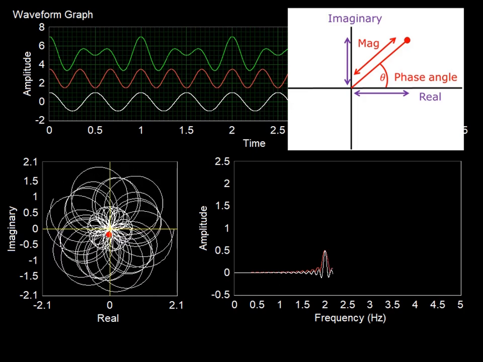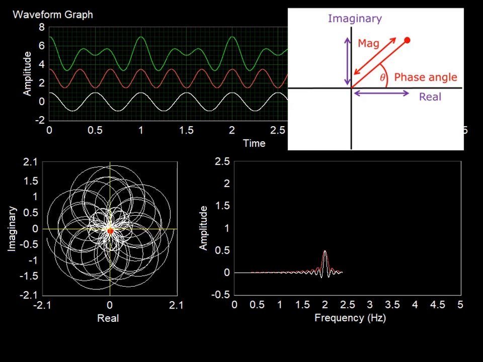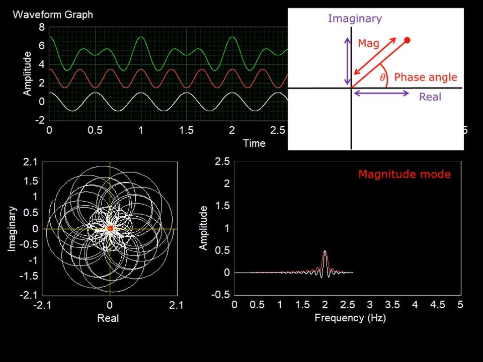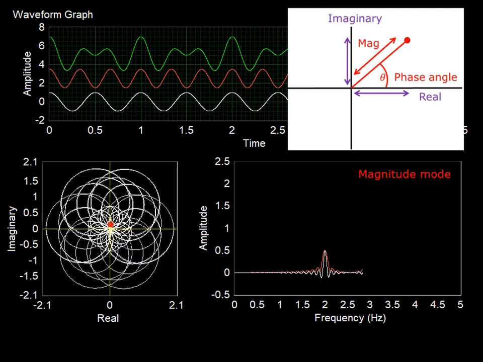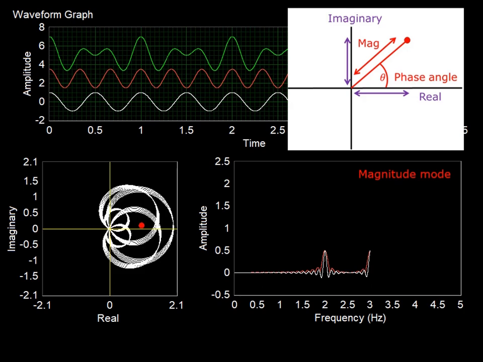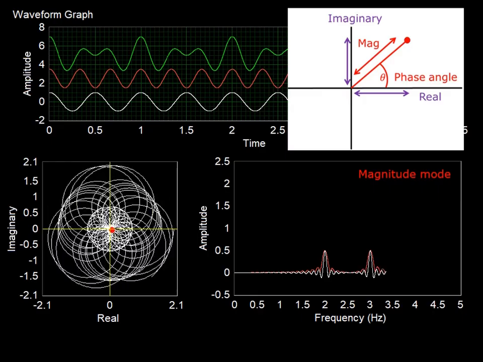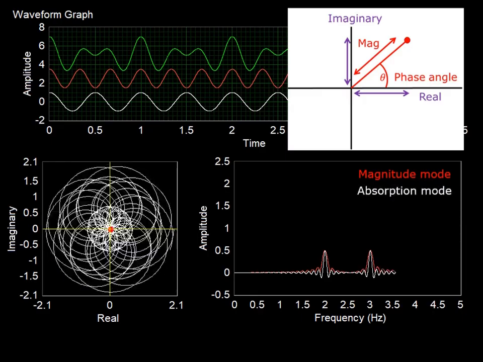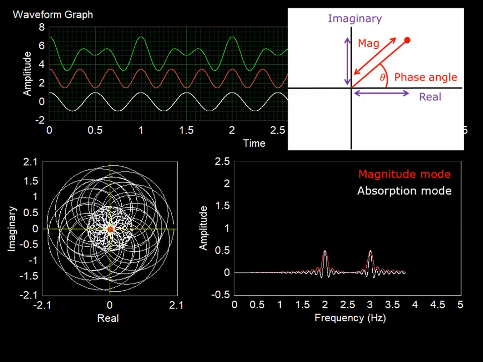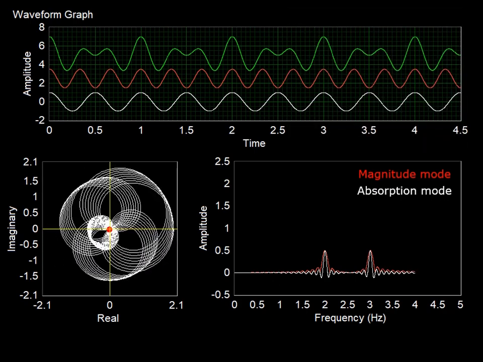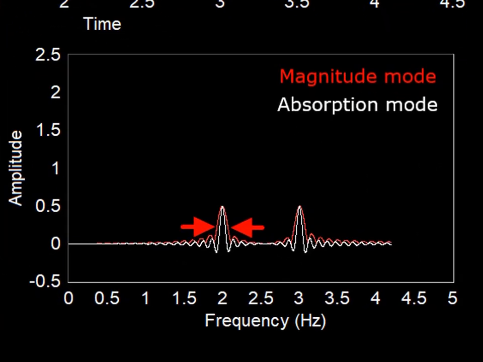The red spectrum, where we've plotted the magnitude of the red dot, is known as the magnitude mode spectrum. Historically, this has been the normal way of viewing FTMS mass spectra. The white spectrum, where we've plotted the real coordinate of the red dot, is known as the absorption mode spectrum. And you can see the improved resolving power in the absorption mode spectrum even in this simple model.